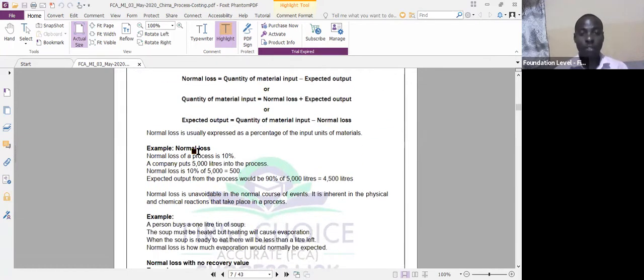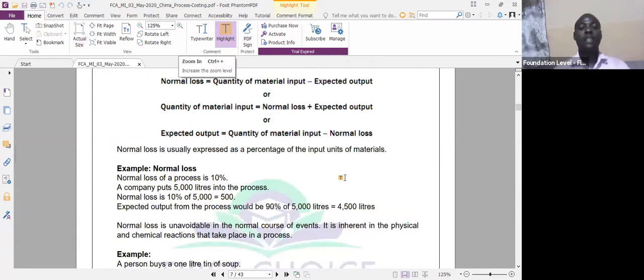Normal loss. A company has normal loss as 10%. So if a company puts 5,000 liters into a process and it's expecting 10% normal loss, that means the normal loss would be 500.